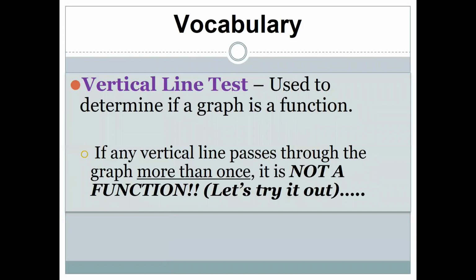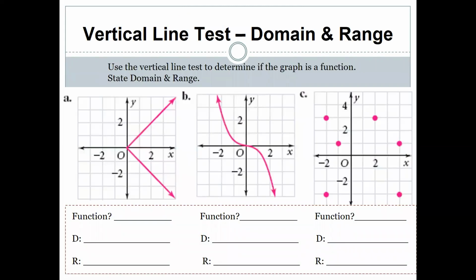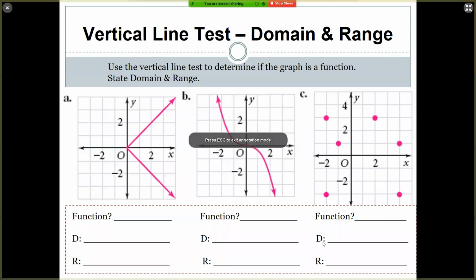If you have a graph, you can use the vertical line test. If you can draw any vertical line that passes through the graph more than once, it is not a function. So looking here, we have 3 graphs. If I can draw any vertical line, remember vertical goes up and down, say I draw this line right here. It's crossing my graph right here and right here. Since it crosses 2 times, it is not a function.